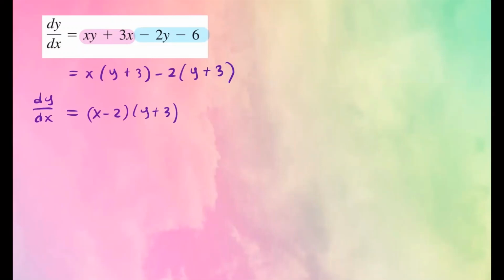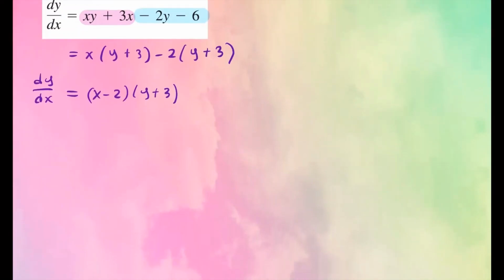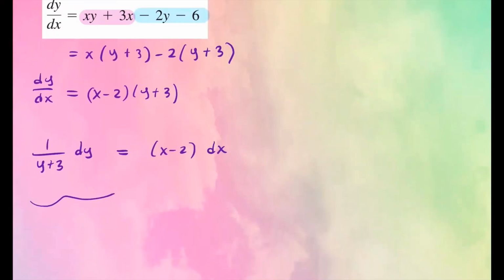And now we can separate the variables. I'm going to divide both sides by this term, y plus 3. So you will have 1 over y plus 3 dy, and multiply both sides by dx, so you'll have x minus 2 dx. So I have separated the variables successfully. Here you have everything in terms of y, here everything in terms of x. And now we can go ahead and integrate.